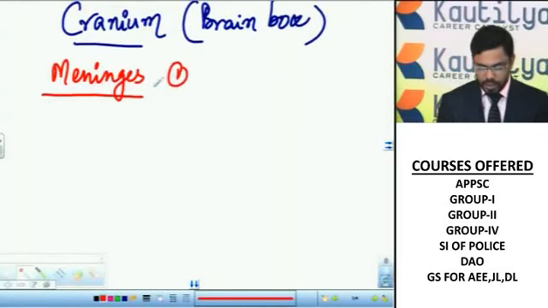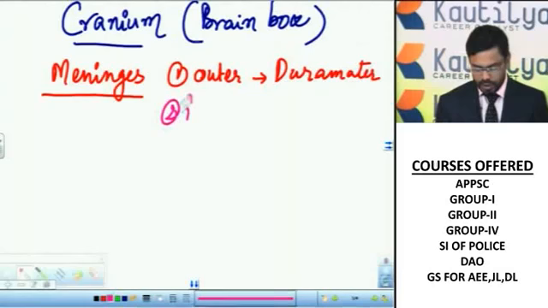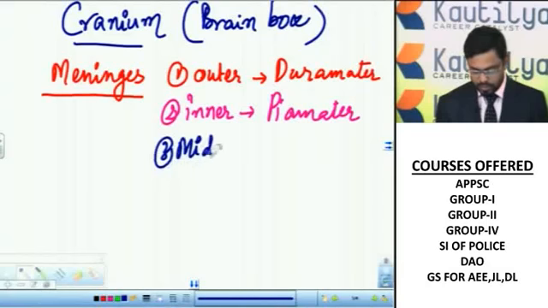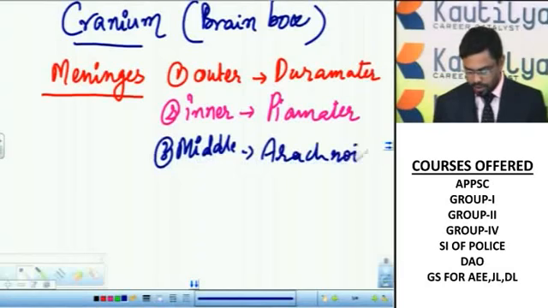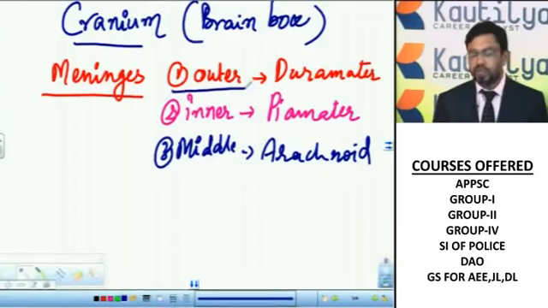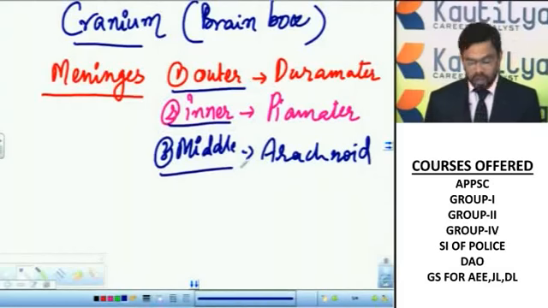There are three types of meninges. They are the outer dura mater, the inner pia mater, and the middle arachnoid. So the brain is surrounded by protective layers. The outer layer is called dura mater, the inner layer is called pia mater, and the middle layer is called arachnoid membrane.